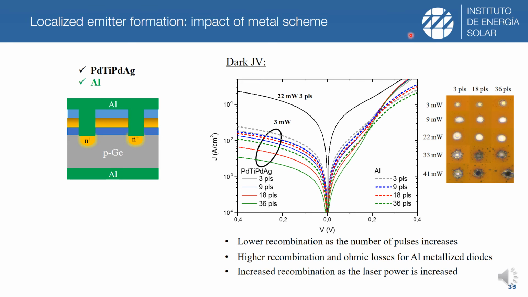And well, the best laser condition for diode fabrication, for both metals, was the lowest laser power and the highest number of pulses.